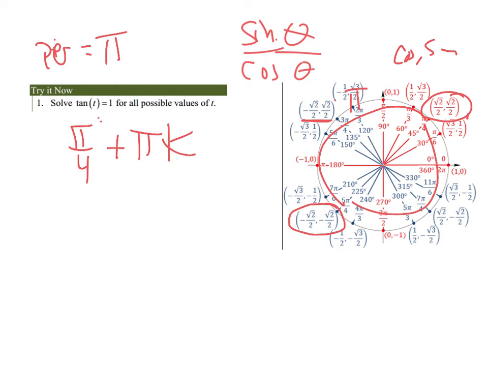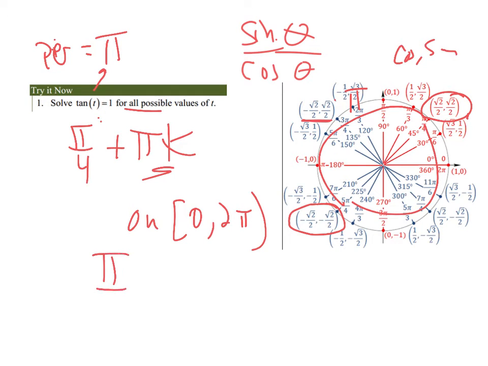Now again, that's if this period is still pi. If it's a different number, then we'll have to adjust this piece. And that's for all possible solutions. If they give you a range, if they had said on 0 to 2 pi, then we would have only had to list pi over 4 and 5 pi over 4, and we would have been done.